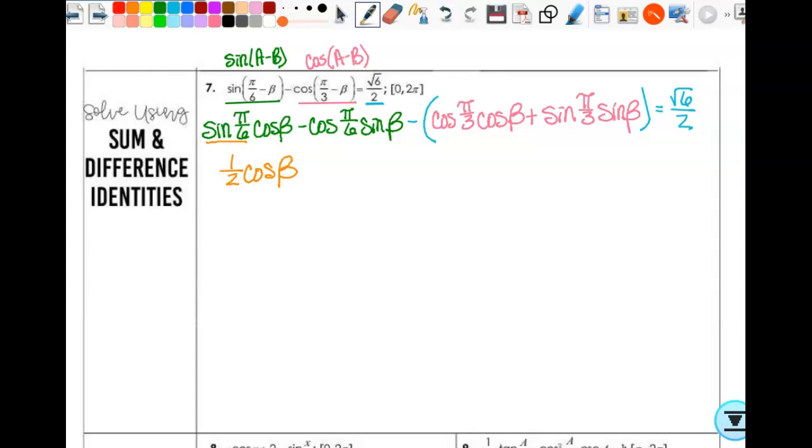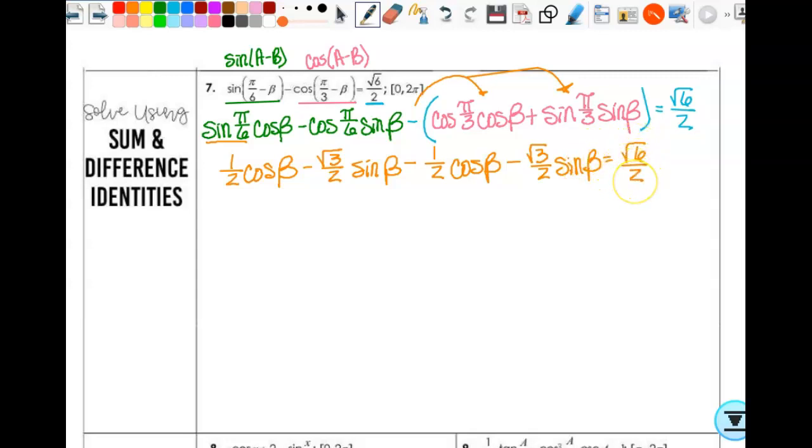Then I have minus cosine of pi/6. What's the cosine of pi/6? Square root of 3 over 2. So that's minus square root of 3 over 2 times the sine of beta. Minus, and I'm going to have to distribute this negative sign into here. What's the cosine of pi/3? 1/2. So that's 1/2 cosine beta. Then since I'm distributing the negative, I also have a minus. What's the sine of pi/3? Square root of 3 over 2 times the sine of beta. That's equal to the square root of 6 over 2.